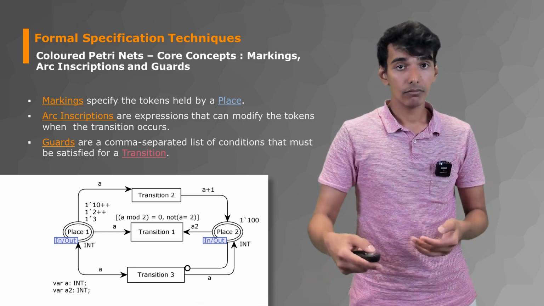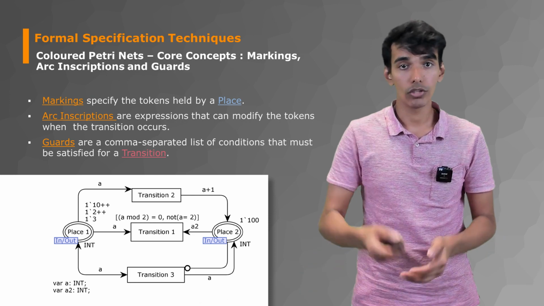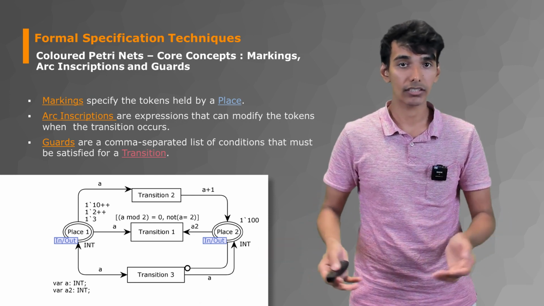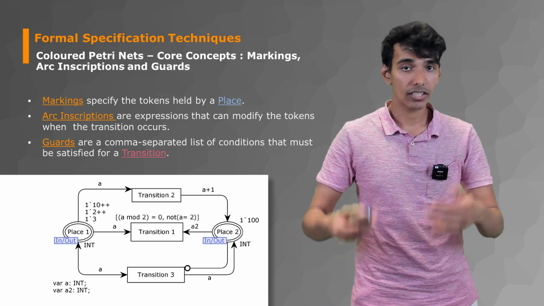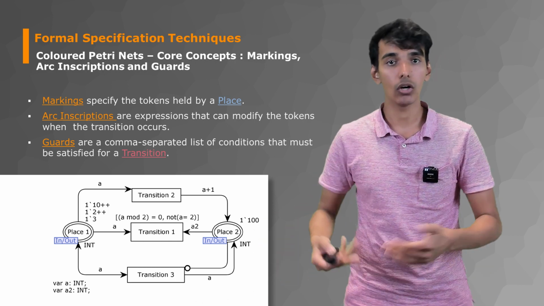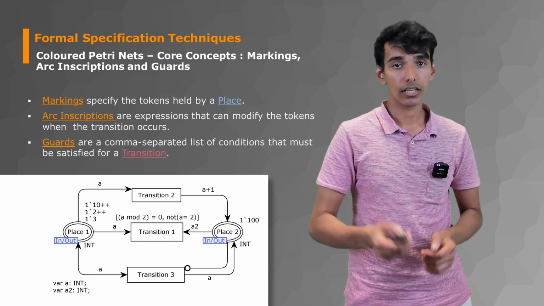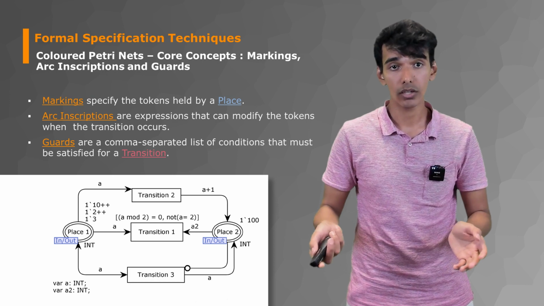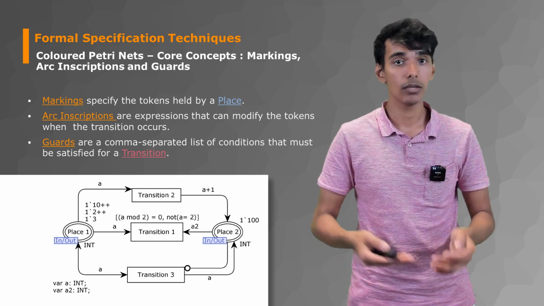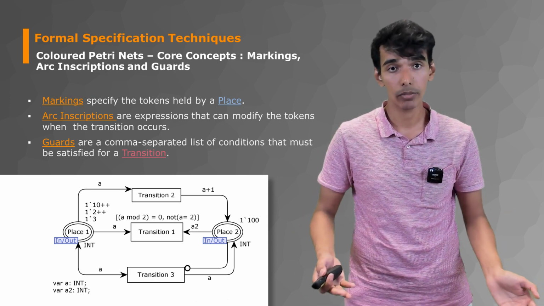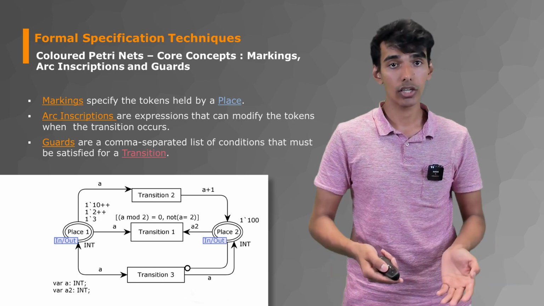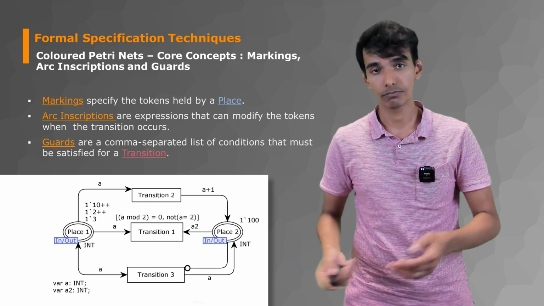But it should not be 2. So not a equals 2 essentially says that any number that is even, but it's not 2, is allowed. So the only token in this case that can go through transition 1 is 10 because it's even, but it's not 2. But 3 cannot go in because it's odd. 2 cannot go in because it is even, but it is 2.